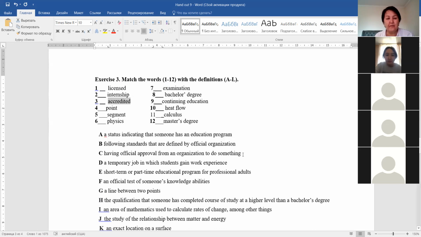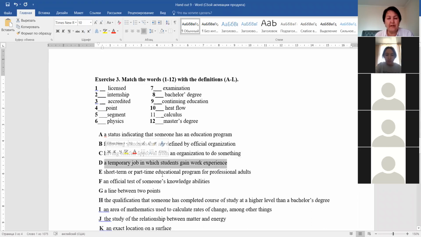Diana, please, the third one. Having official approval from an organization to do something. How do you translate? Получение официального разрешения от организации на выполнение чего-либо. What kind of word will be in here? If you can't find it, I can say. Licensed. Лицензирован. Yes, you're right. It is licensed.